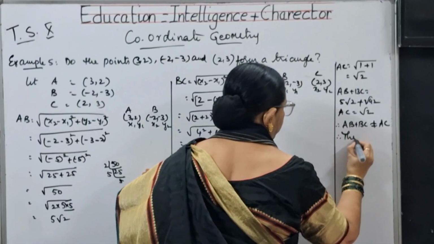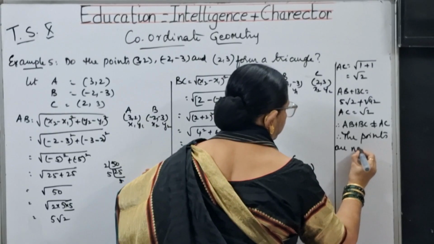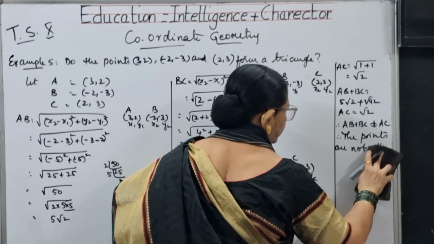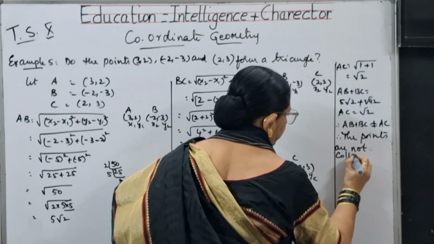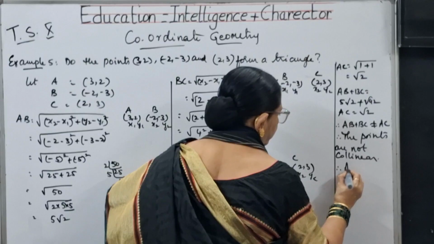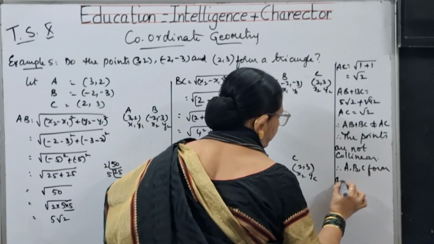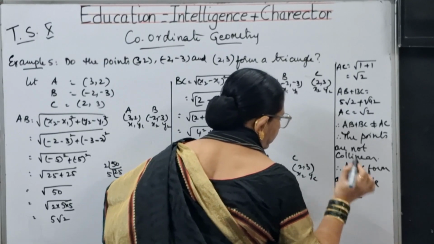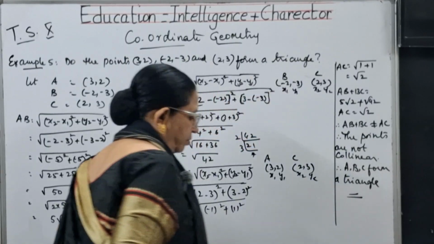Therefore, the points are not collinear. That means they do not form a straight line. Therefore, ABC form a triangle. So we can say that a triangle is formed with these sides.